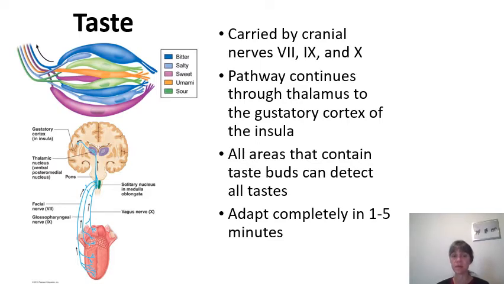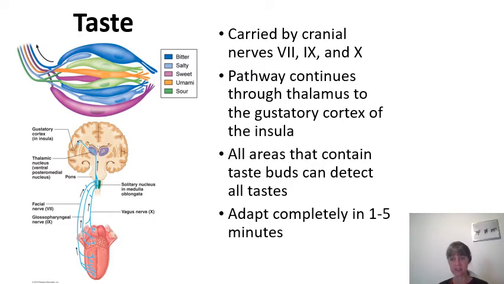Now please, I've mentioned very specific nuclei here for taste. However, what I really want you to know is that taste can be carried on cranial nerves 7, 9, and 10, which are facial, glossopharyngeal, and vagus. And then finally to the gustatory cortex found in the insula.